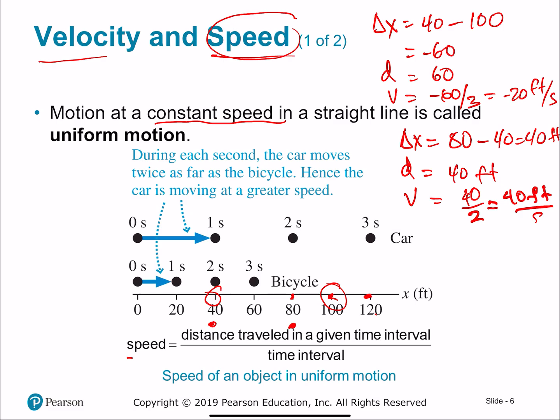That is your velocity. And what is your speed? Your speed is 20. The speed is 20 in this case. But it's a positive speed. This is always a positive number.